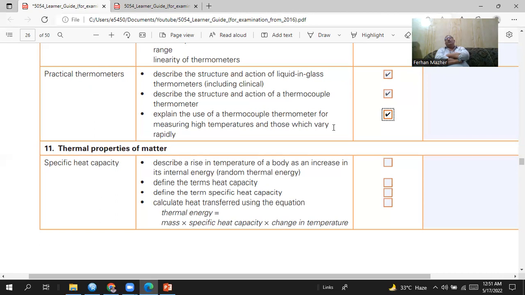Don't use the word that thermocouple thermometer is sensitive. Don't use this word. You can say one thing very important, that thermocouple thermometer can measure very rapidly changing temperatures. If the temperature is changing rapidly, it will be able to record that change quickly. It measures the temperature very quickly. The clinical thermometer or the normal laboratory liquid in glass thermometer cannot do this.